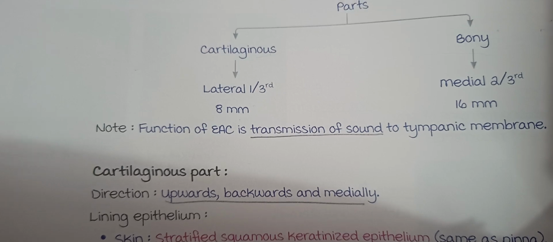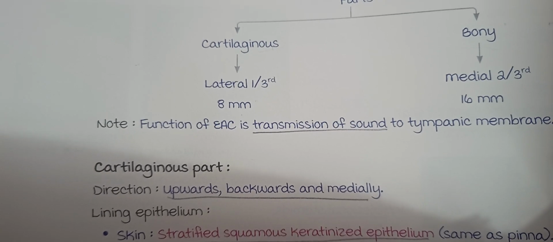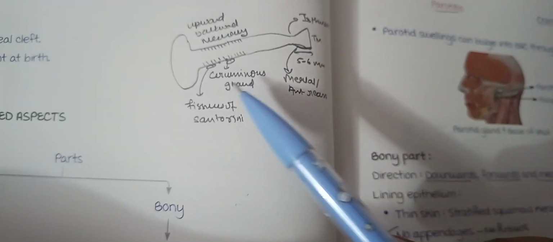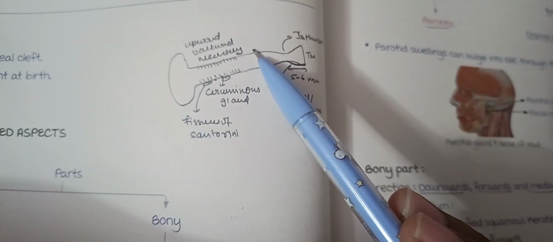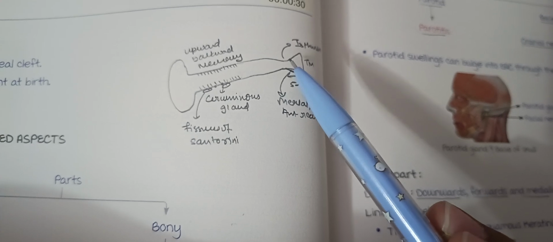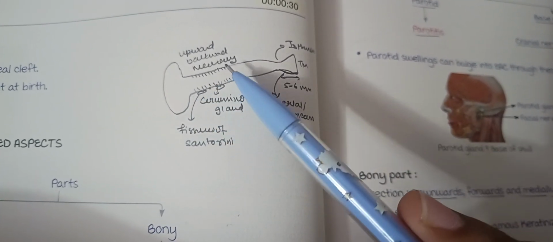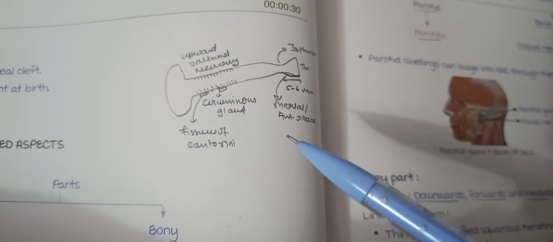Now looking at the cartilaginous part, it runs upwards, backwards and medially. You can see in this diagram, it is upward, backwards and medially. This is medial, this is lateral. So it is moving upwards, backwards and towards the medial side.